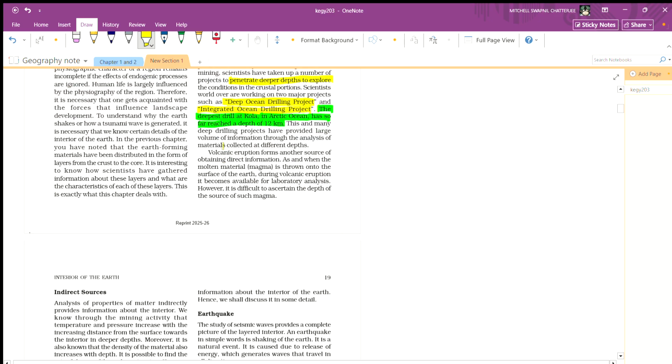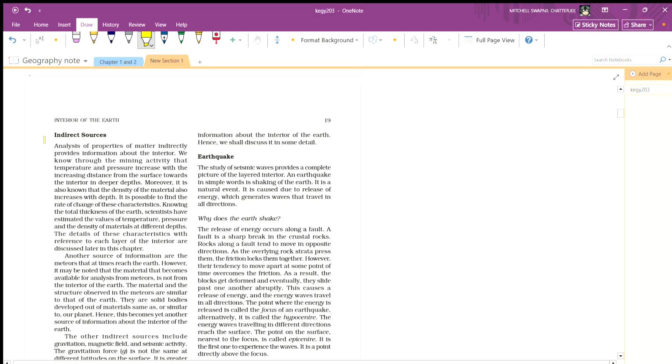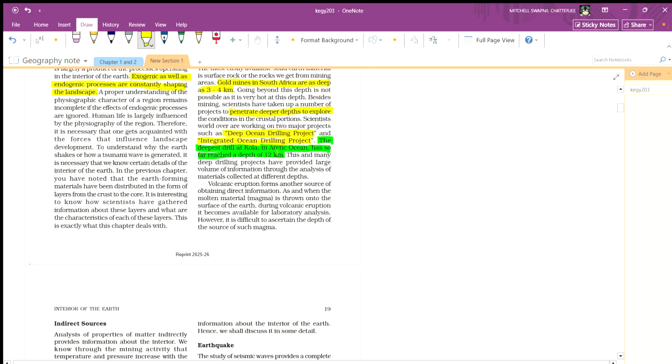Volcanic eruption forms another source of obtaining information. As the molten lava, magma, is thrown onto the surface of the Earth during a volcanic eruption, it becomes available for laboratory analysis. However, it is difficult to ascertain the depth of the source of magma. Obviously, these were the direct sources.